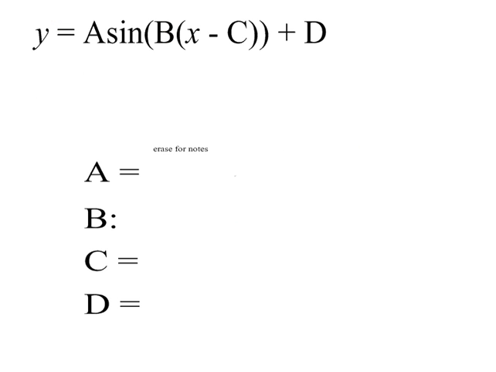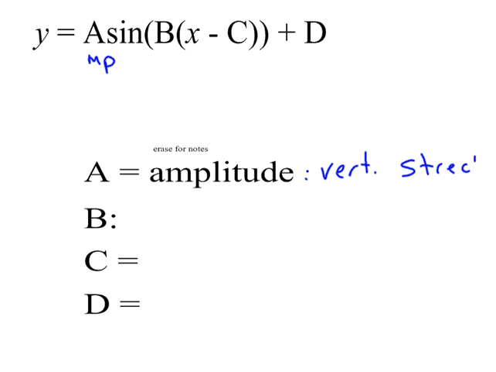All right, so this is our general transformed sine equation. We have the a, the b, the c, and the d, and they both represent some sort of transformation. The a we call the amplitude. Okay, and it's going to also be called the vertical stretch or shrink, right?